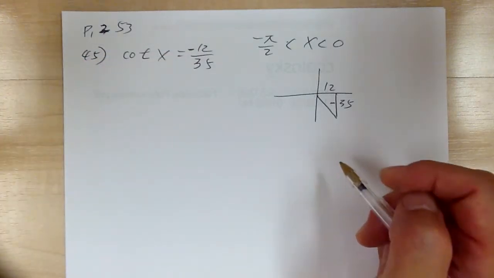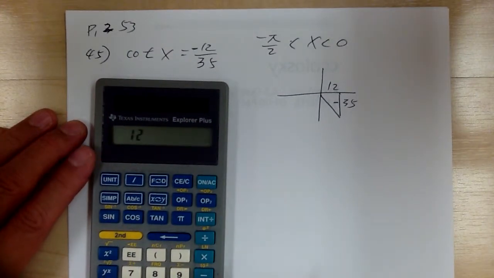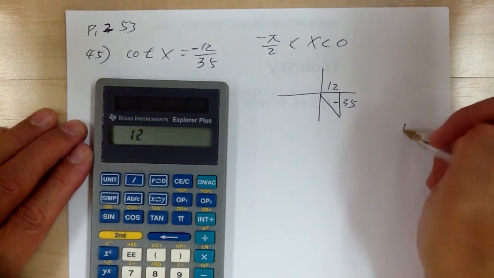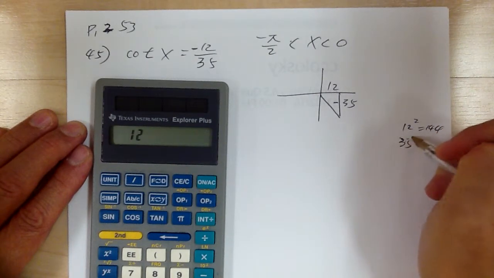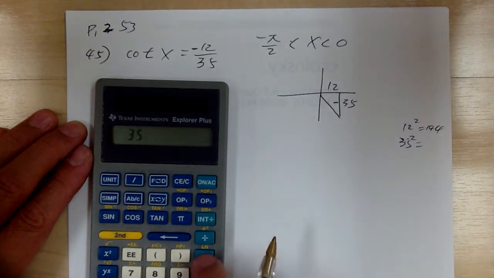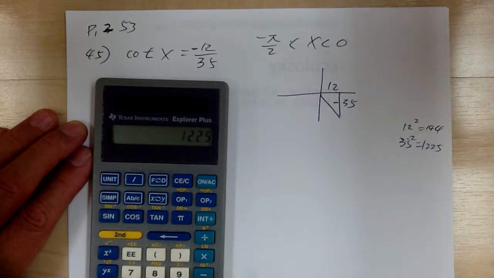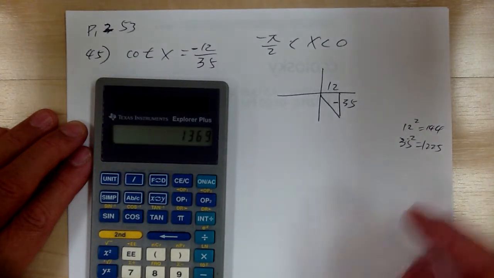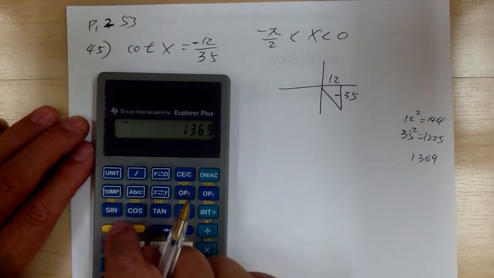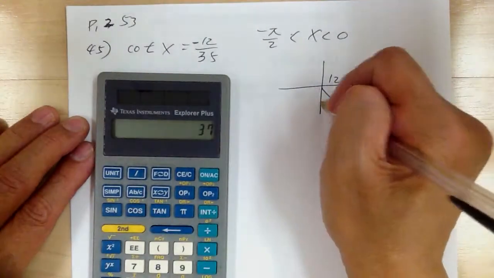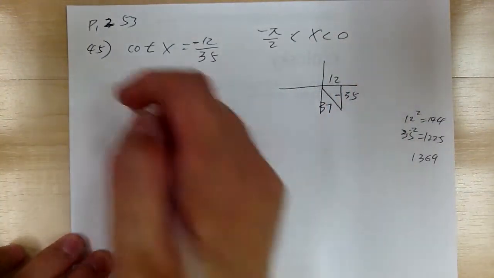And then from here, use the Pythagorean Theorem. So 12 squared equals 144. 35 squared equals 1225, and you add. So you get 1369, and let's see if you take the square root. Oh, it does. Okay, so 37.